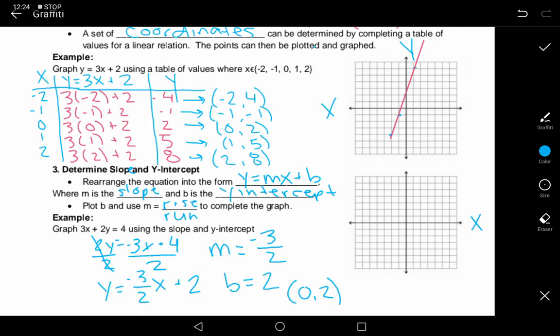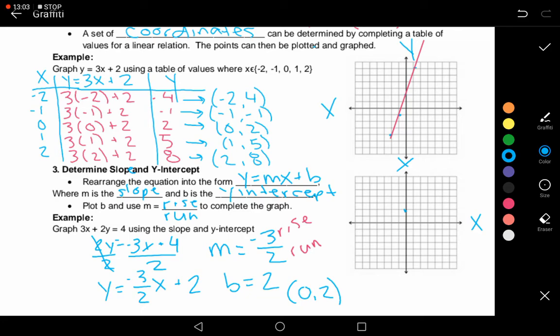Again, x and y, label them if you need to. I'm going to start with my y-intercept. So I go 0 on the x, which is just the origin, and I'm going to go up 2. Try my best to draw a dot there. From there, I'm going to use my slope. Remember, slope is just rise over run. My rise is negative 3, and my run is 2. But because my slope is negative, I'm not going to go up 3, I'm going down 3.